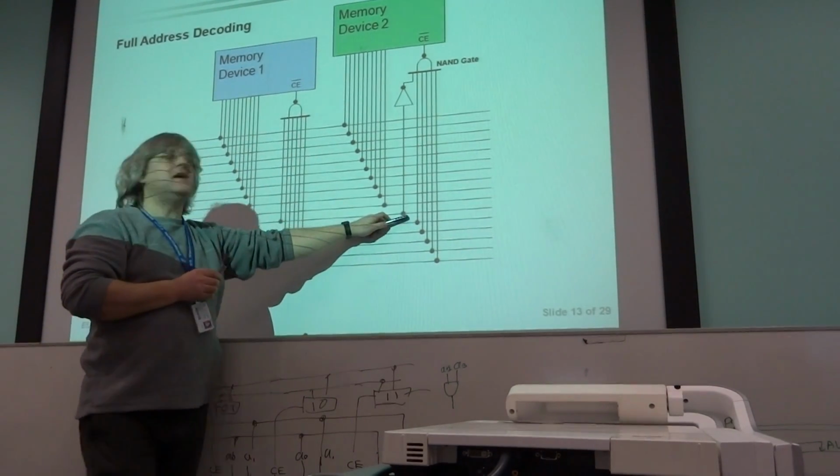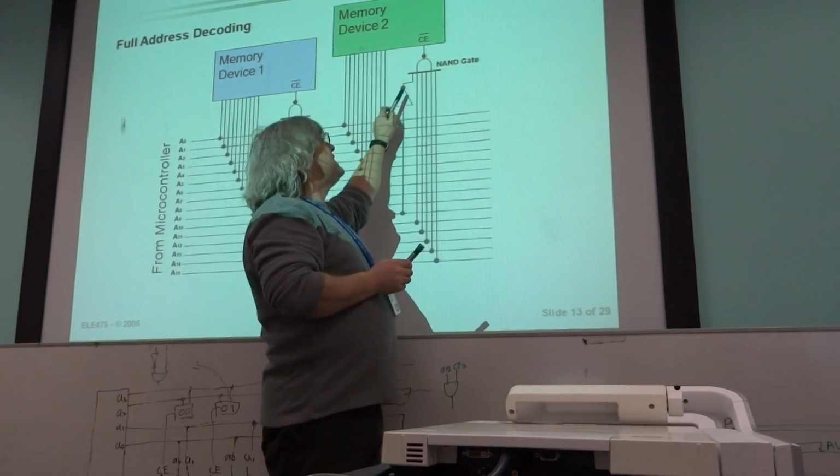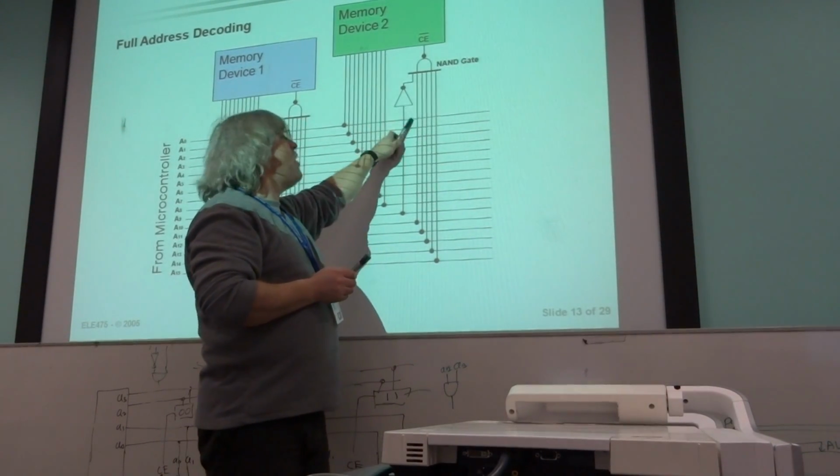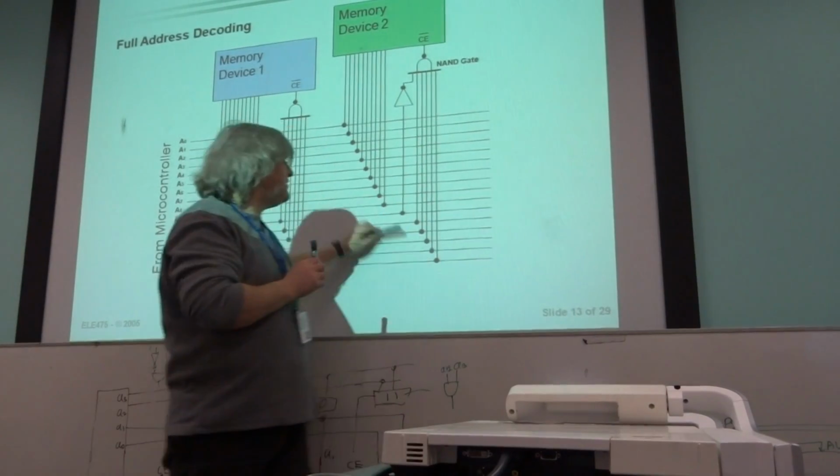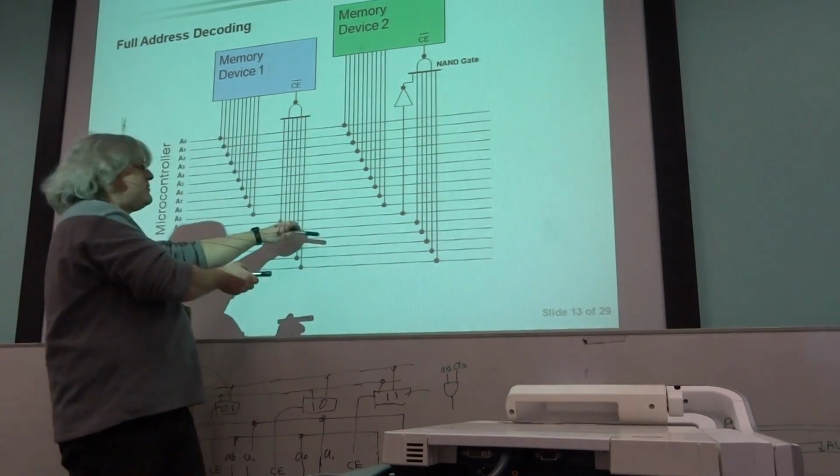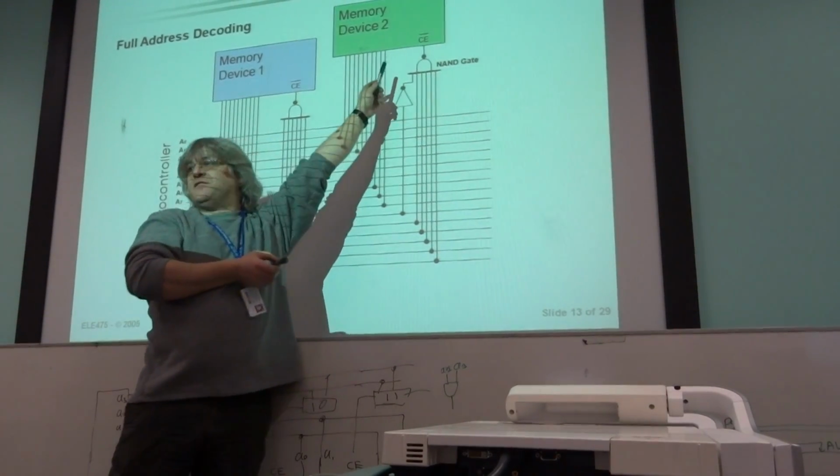The same is true here. We've got our NAND gate and an inverter feeding one of them. There is only one possible combination of address lines A10 to A15 that will switch this device on.